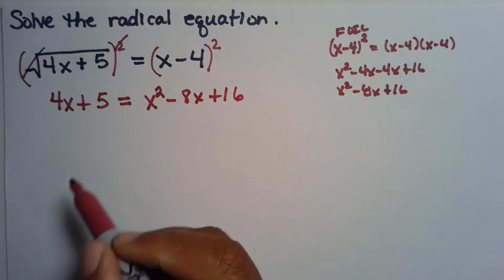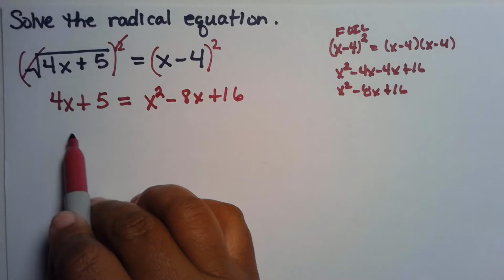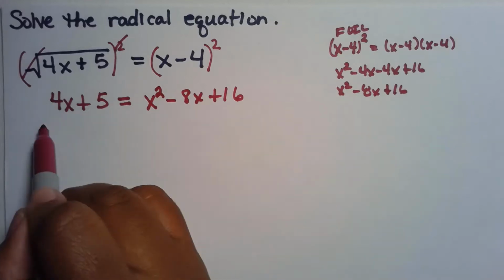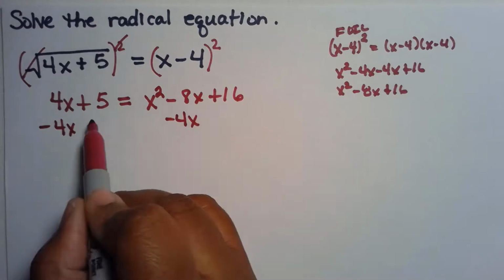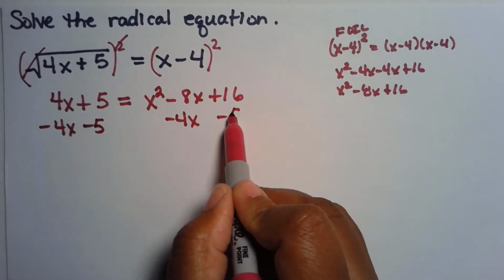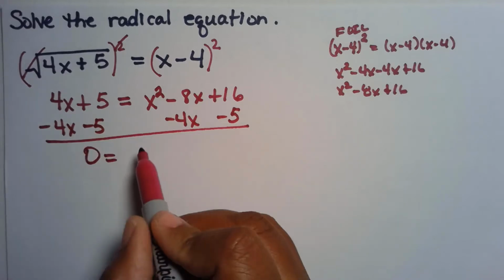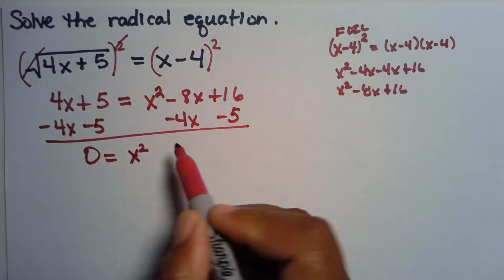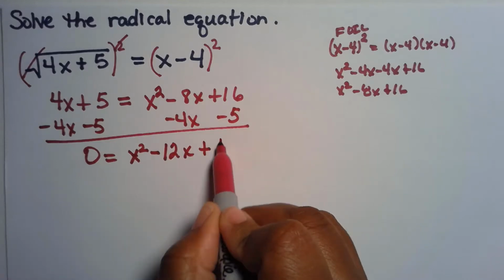Next, we're going to set the equation equal to 0. So I want to bring my terms to one side. So I'm going to subtract 4x from both sides and 5 from both sides. And we have 0 is equal to x squared minus 12x plus 11.